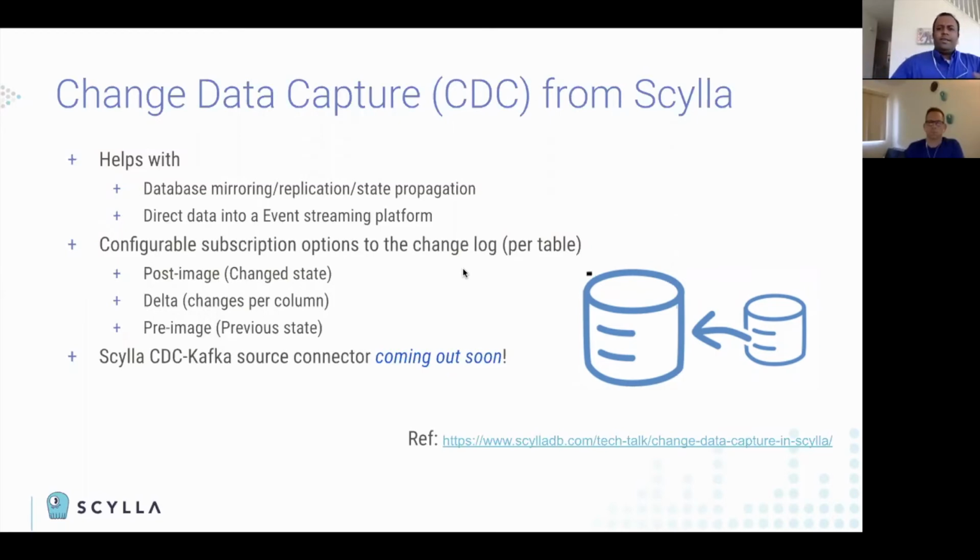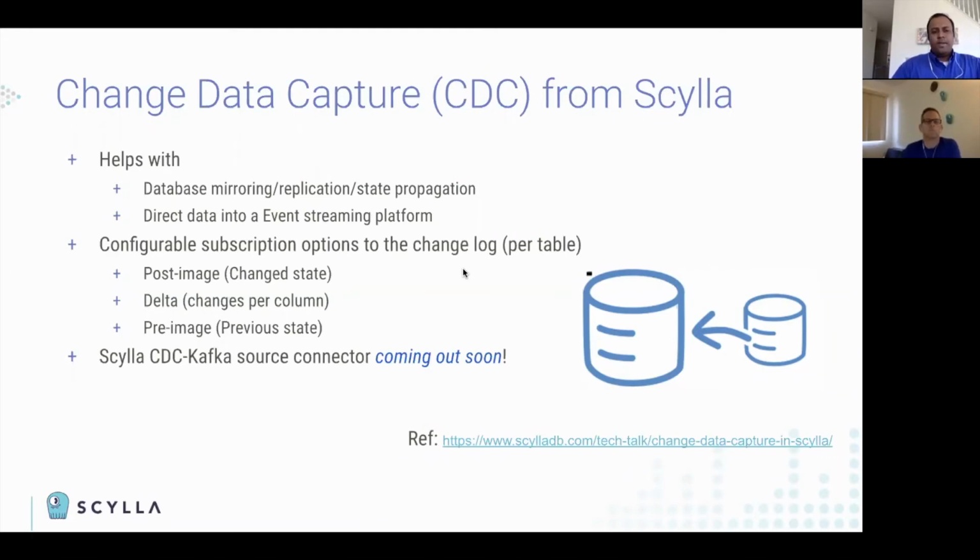There are a variety of configurable options that help you configure the stream of the change log. You can choose to have either the postimage, that is only the change state, or just the delta, that is just the changes made to the columns, or you can also stream the pre-image, that is the previous state. I'm going to give you some examples as well, but these are very configurable options which are available. And if you're also interested, when you get the slides, you can go to the link which I referenced at the bottom, which explains a lot more as well.